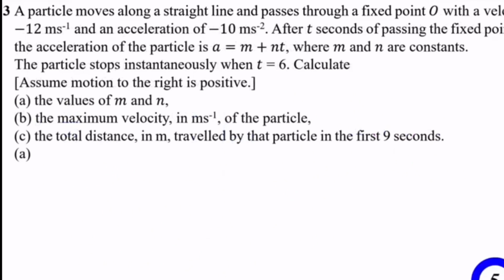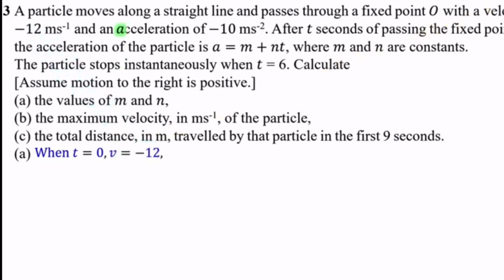Now let's proceed to question 3. A particle moves along a straight line and passes through a fixed point O with velocity negative 12 meters per second and an acceleration of negative 10 meters per second squared. After t seconds of passing the fixed point, the acceleration of the particle is a equal to m plus nt, where m and n are constants.